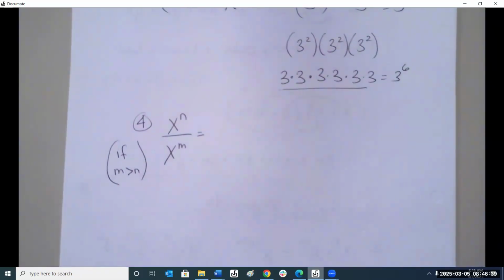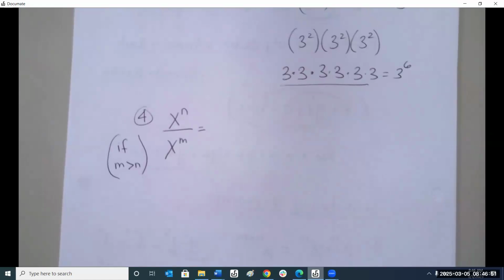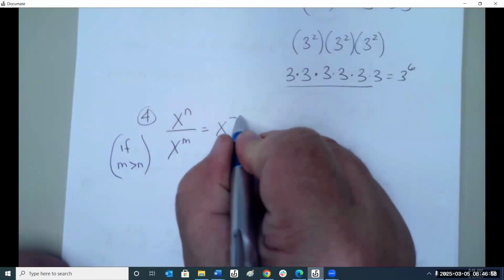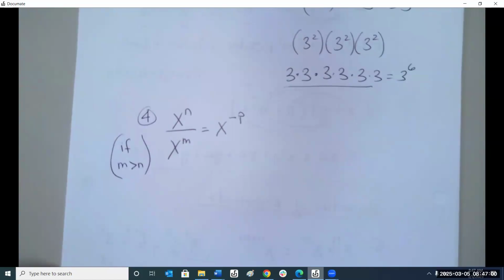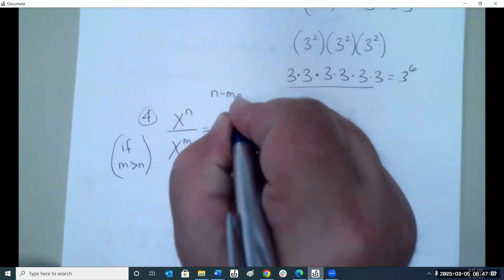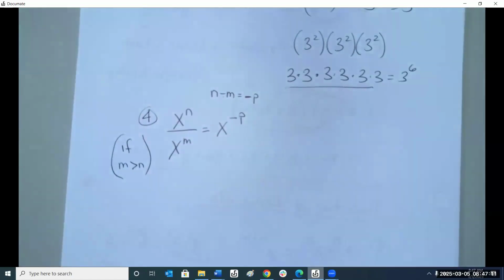What if m, the exponent on the bottom, is bigger than the one on top? If we do the subtraction and the bigger one is on the bottom, what happens? It becomes a negative. Let's call that negative p, because n minus m, since m is bigger, is going to be negative.